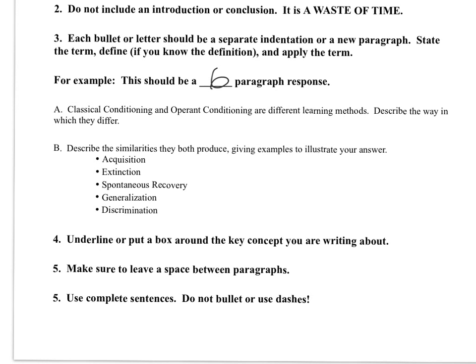Number 4, what's really important is that you underline or put a box around the key concept you are writing about. So after you indent and start a new paragraph, one thing you would do is you would start off by, like I mentioned before, defining the term that they're asking you to write about. And in that topic sentence, you would actually underline the word classical conditioning. You would underline or put a box around the term operant conditioning. With a new paragraph, you would underline the word acquisition. You would underline the word extinction, spontaneous recovery, generalization, discrimination, so on and so forth.